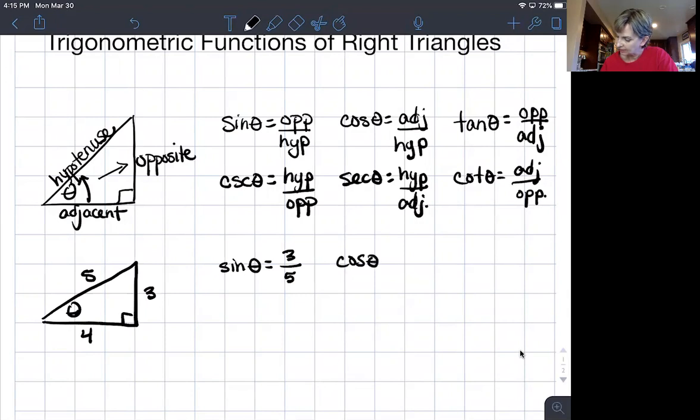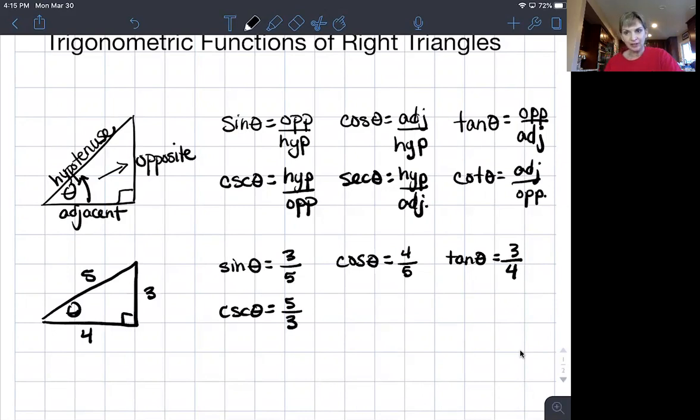Cosine, instead of the side opposite, you use the side that's adjacent, which is 4, or 4/5. And the tangent is opposite over adjacent. Opposite is the 3, adjacent is the 4, so 3/4. Okay, now for the other 3, you have some options here, right? You could, for instance, for cosecant, ask what is the hypotenuse? It's 5. Opposite is the 3, so it's 5/3.